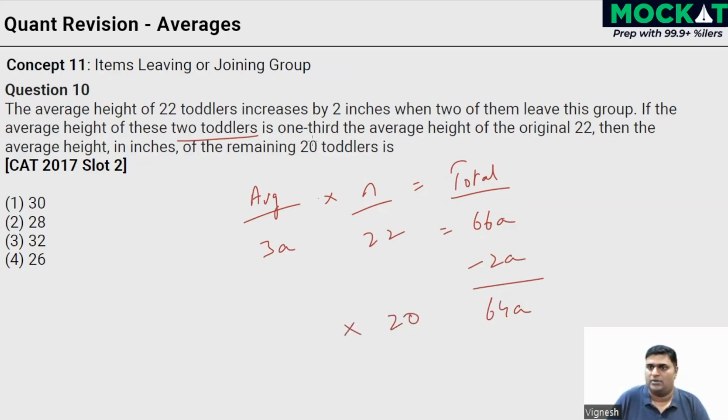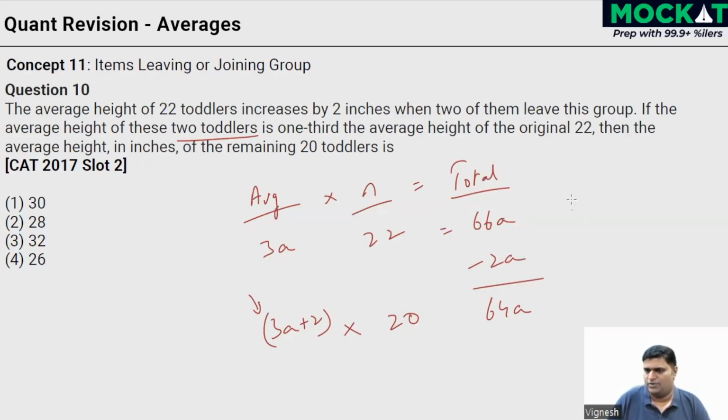So if I'm removing 2 times 1/3 of 3a, that's 2a, then that's going to give me 64a, and that's for 20 people over here. But the average is increased by 2 inches from 3a, not a, from the original average. So (3a plus 2) into 20 is 64a. We need to find the average height of the remaining 20 toddlers. The remaining 20 is going to be 3a plus 2. So this is what we have to find, not 3a. So just need to solve for it.